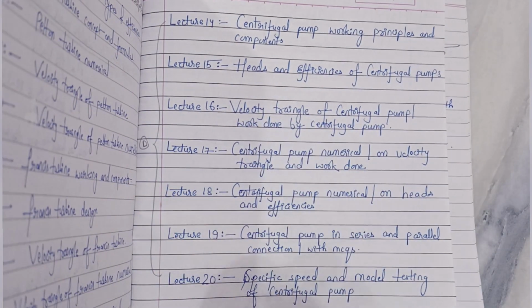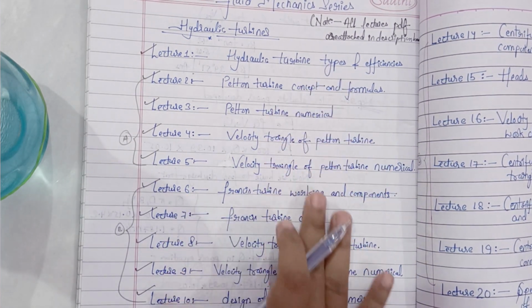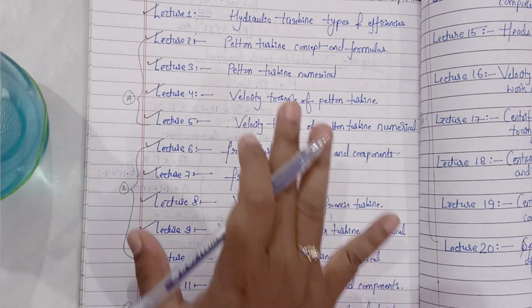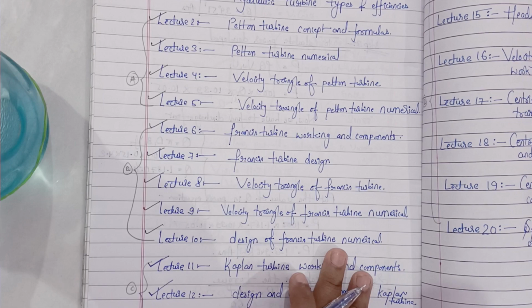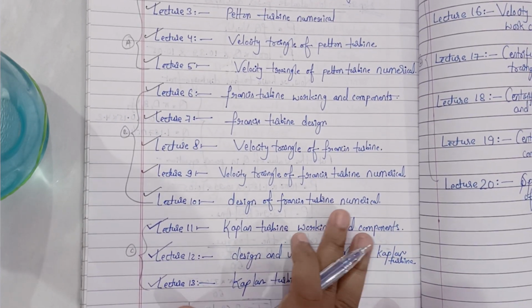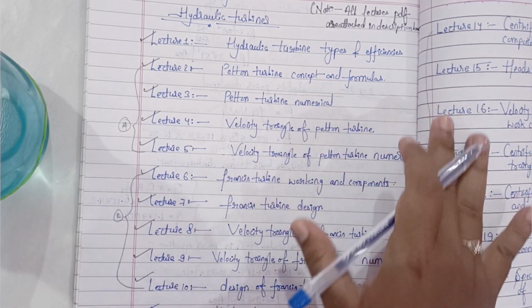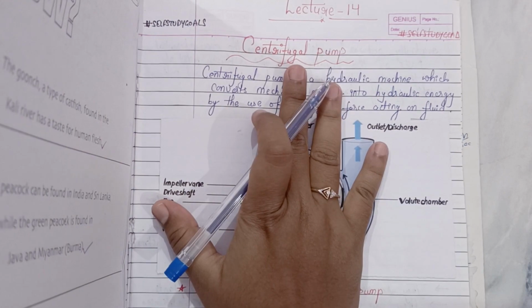In the previous lecture we have covered the different types of turbine like Pelton turbine, Francis turbine, Kaplan turbine with its concept, formulas, velocity triangle, work done and numerical. So if you haven't covered all these lectures then you can go through the hydraulic turbine playlist. Okay, so now we will move to our lecture 14.